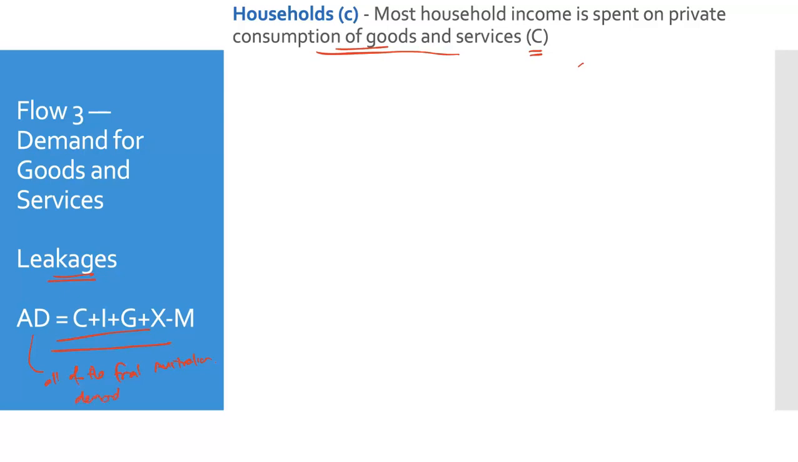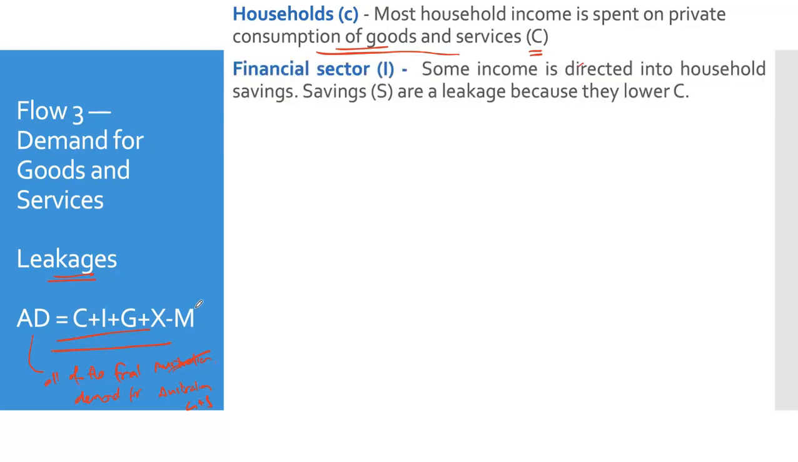Sorry, all of the final demand for Australian goods and services. So some of that demand is comprised of household consumption as they spend their income on goods or services made in Australia.